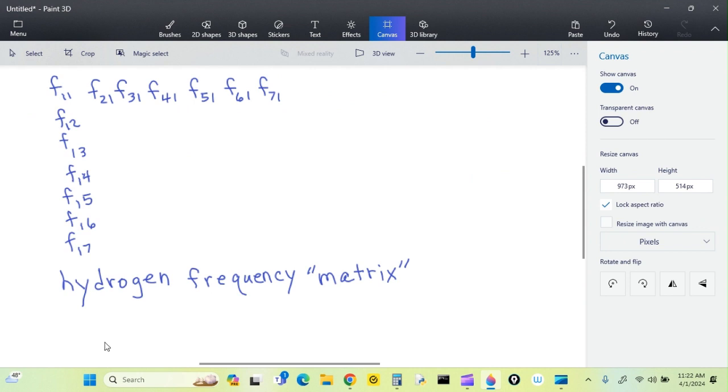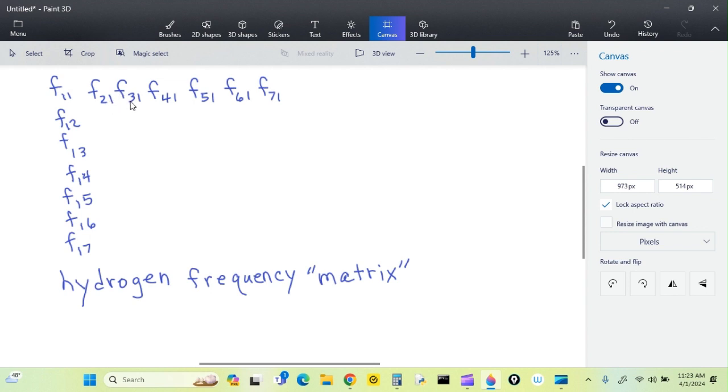What I'm starting here is a hydrogen frequency matrix that lists all the different possibilities. Here's one possibility, is that your energy level went from 1 to 1. Well, that's not going to be any change at all, so no photons are going to be emitted. And then if you go from 2 to 1, that's going to be 2 minus 1, and that's going to give you a photon in the, that's one of the lines that was shown for the ultraviolet.